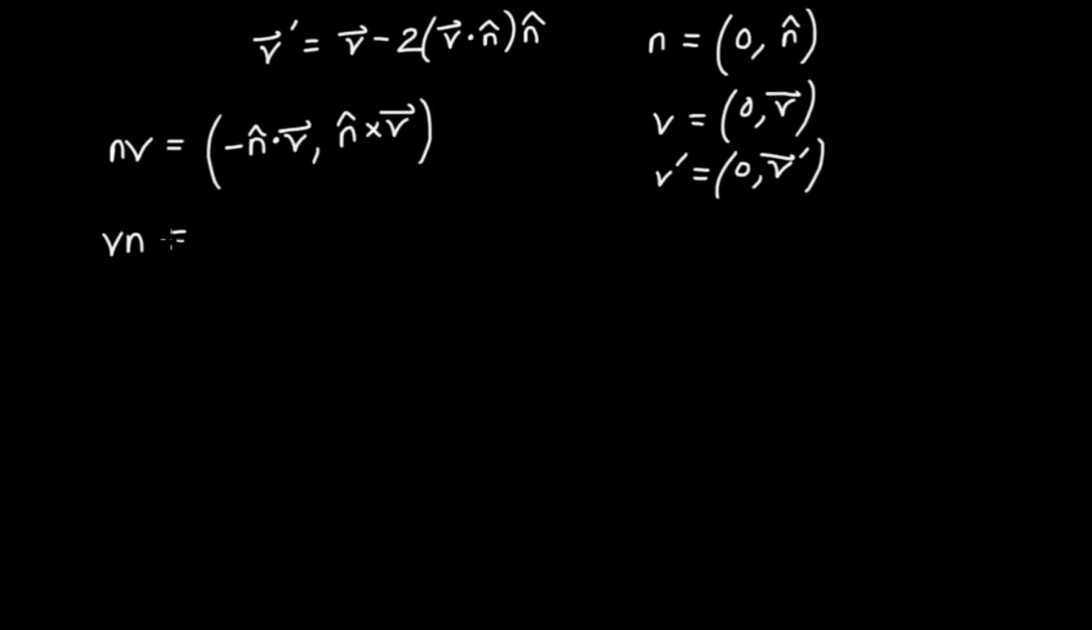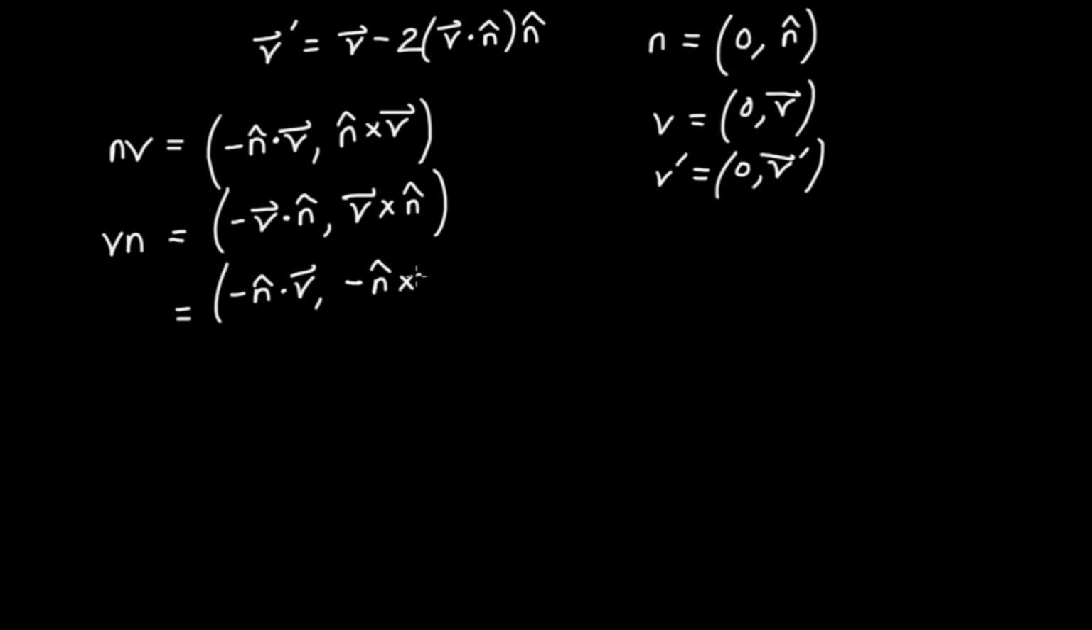Now if you play the same sort of game and instead of multiplying n times v, you multiply v times n, what you're just doing here is swapping out the v's and n's. So my formula is going to be, in this case, minus v dot n hat in the scalar part, and in the vector part it's going to be the reversed version, which is v cross n hat. And now we're going to observe that the dot product is commutative, so minus v dot n hat is actually the same thing as minus n hat dot v. And we're going to notice that the cross product is anti-commutative, which means if I want to flip the order around, I've got to put a minus sign in. So v cross n hat is equal to minus n hat cross v. And that's still equal to vn. So what do we notice here? That when comparing nv and vn, the scalar parts are the same, whereas the vector parts are opposites.